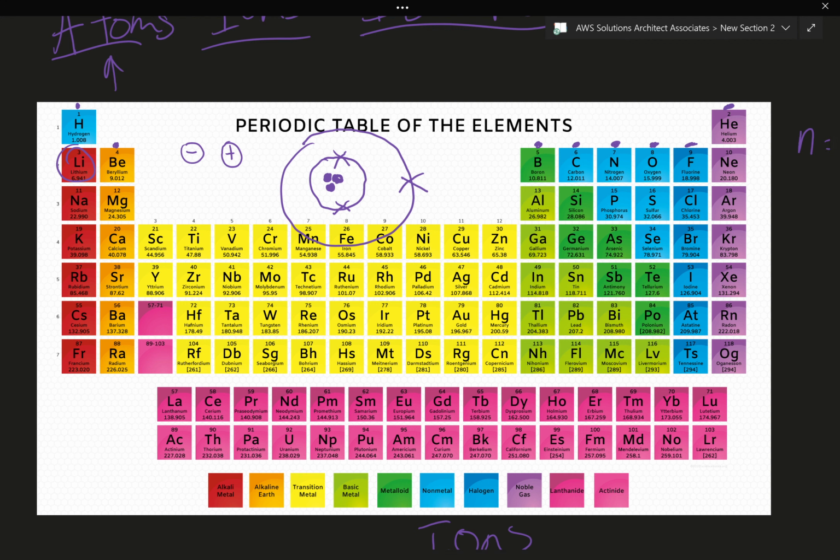Now, it's possible for not only lithium, but all the elements in this group, to lose 1 electron. But before we talk about it losing an electron, can you see that the number of protons inside of the middle is the same as the number of electrons? So I'm going to put positives for protons. There are 3 protons and there are 3 electrons.